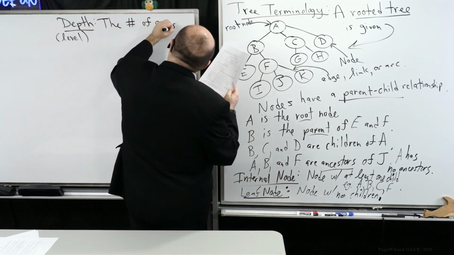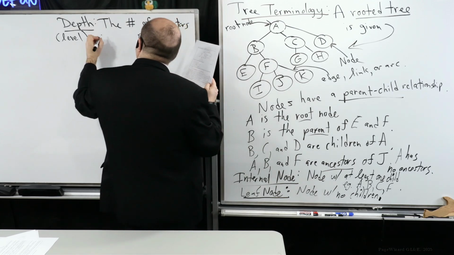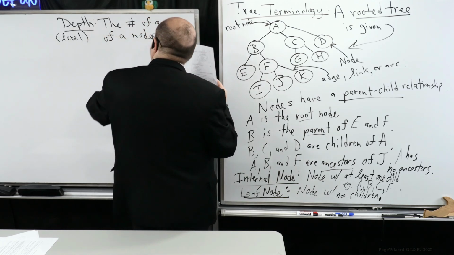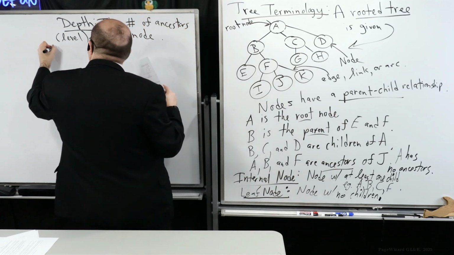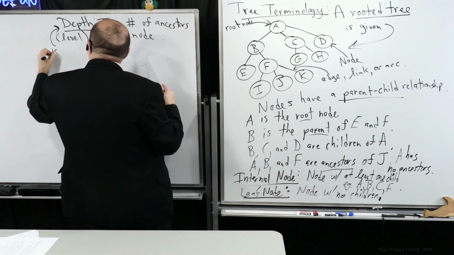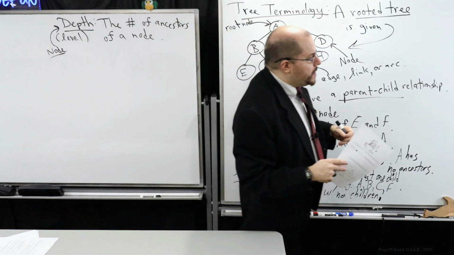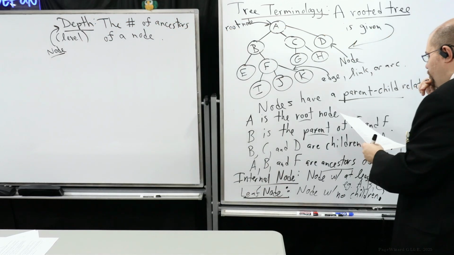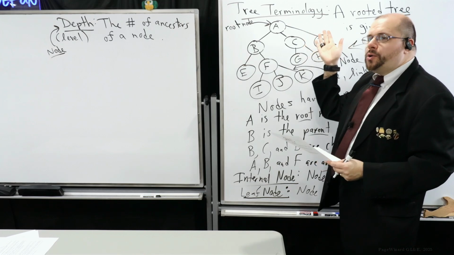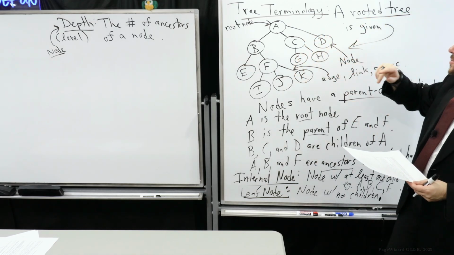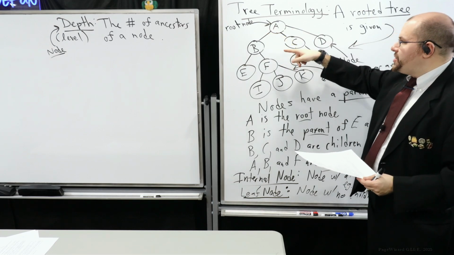The number of ancestors. So we could talk about, this pertains to nodes. I could give you a node, and I could tell you about its depth or level. The first thing I want to point out is that every node in a tree has a depth. It's dictated by the number of ancestors.